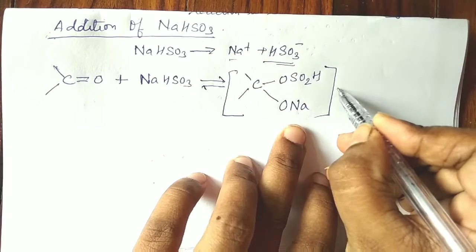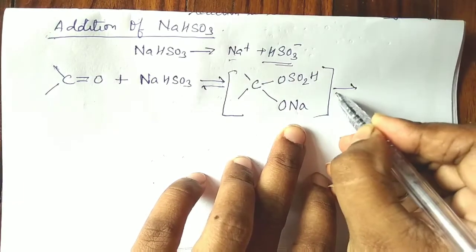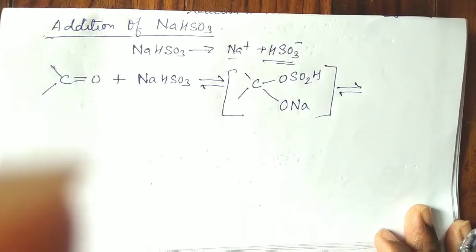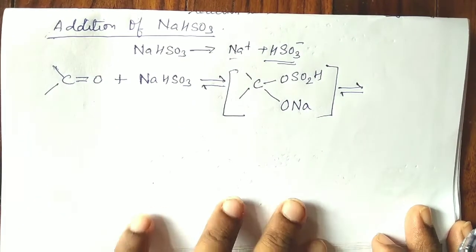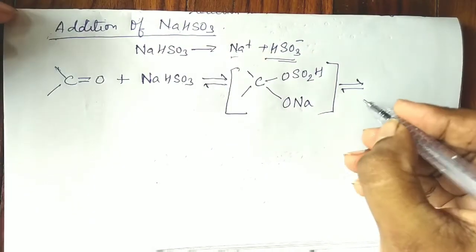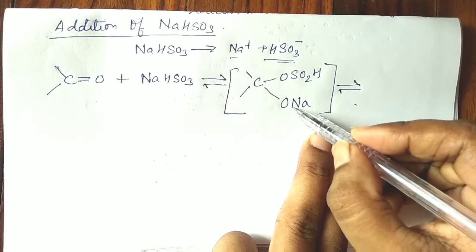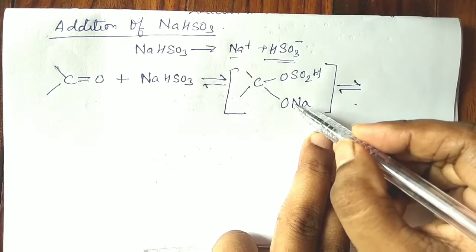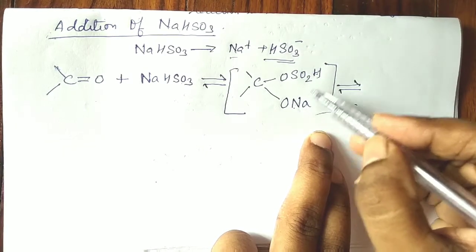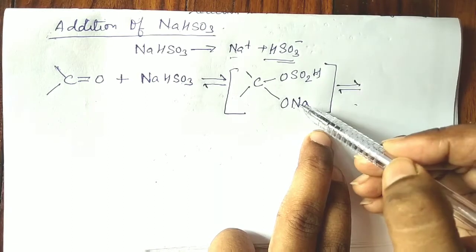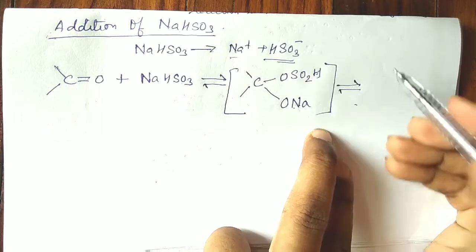And this intermediate form. Now in this case the internal proton transfer occurs and it does not take up proton from the medium. So the internal proton transfer means sodium will take the place of hydrogen and hydrogen will take the place of sodium in this. This is what internal proton transfer is known as. I repeat again, hydrogen will take the place of sodium and sodium will take the place of hydrogen.